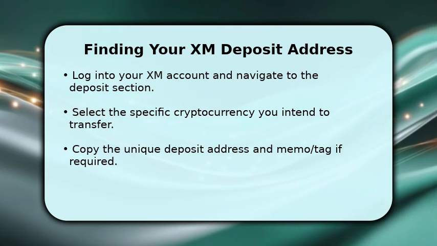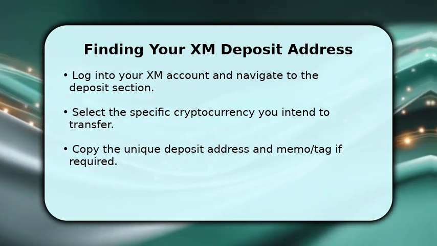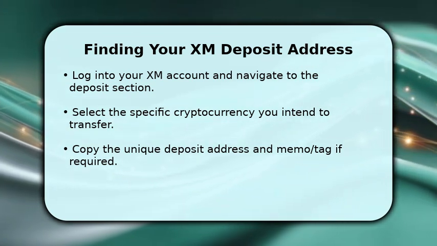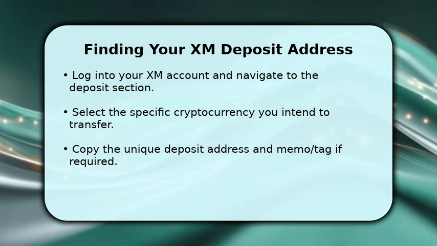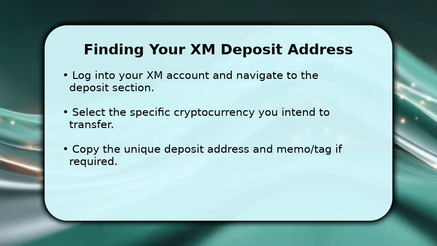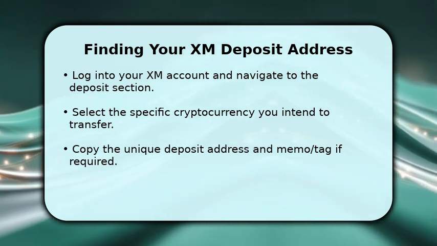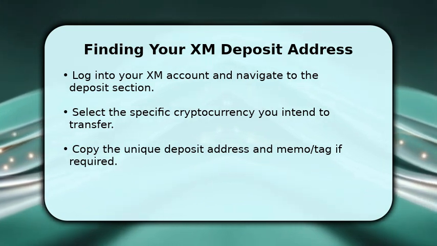Once logged into your XM account, head to the Deposit section. Here, you'll select the exact cryptocurrency you plan to move from Binance. XM will then provide a unique deposit address. It's vital to copy this address precisely. Some cryptocurrencies also require a memo or tag. If so, copy that too. This ensures your funds reach your account correctly.